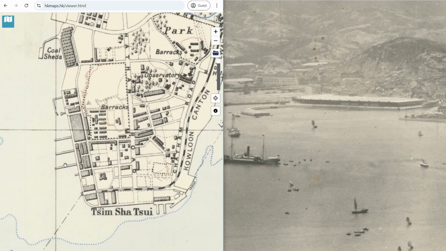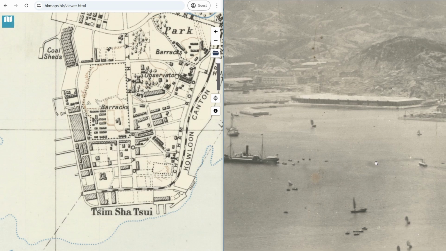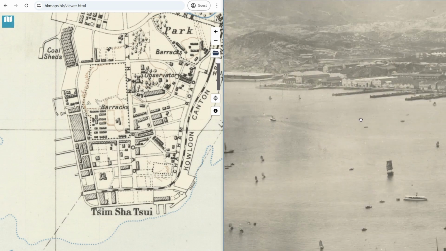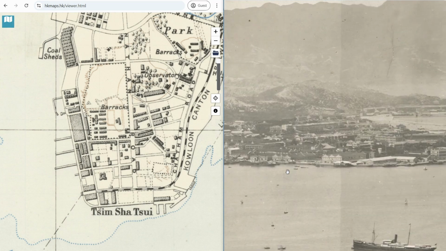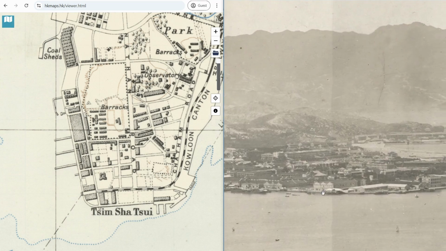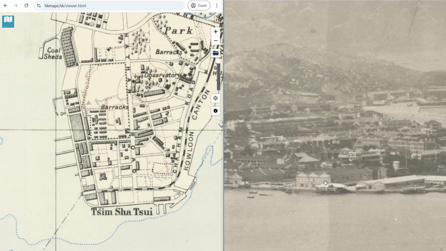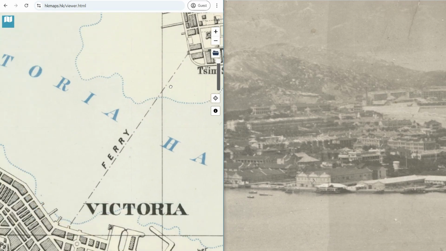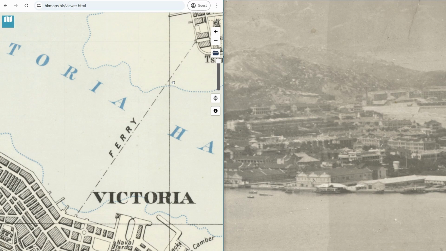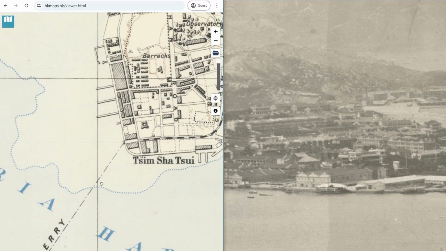Carrying on south, we should come to the jetties or the piers of the Kowloon Wharves. There they are. And then as we reach the bottom of the peninsula, a much smaller pier here, shown on the map here. It's a pier for another ferry over to Central. This is the Star Ferry. This is a much older one than the pier we see today. The current pier is bigger and a bit further to the south.